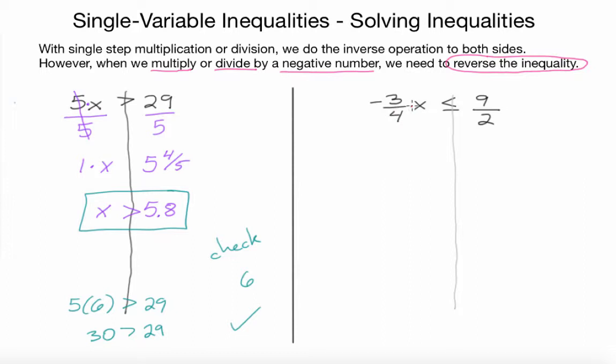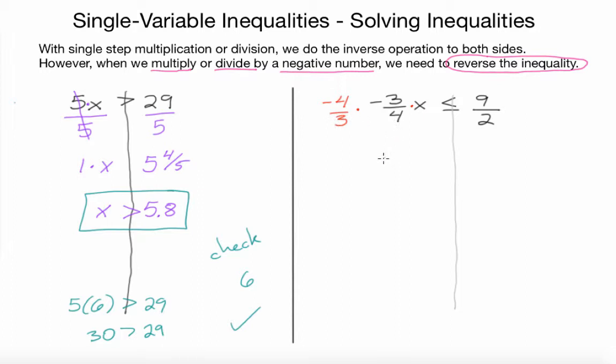This is x times negative 3/4. So in this case, if I want to turn that into 1, the inverse operation would be to multiply it by negative 4/3. Multiply it by the reciprocal. The negative times negative is going to cancel it out, leaving a positive number. 4 times 3 leaves 12 on the top.